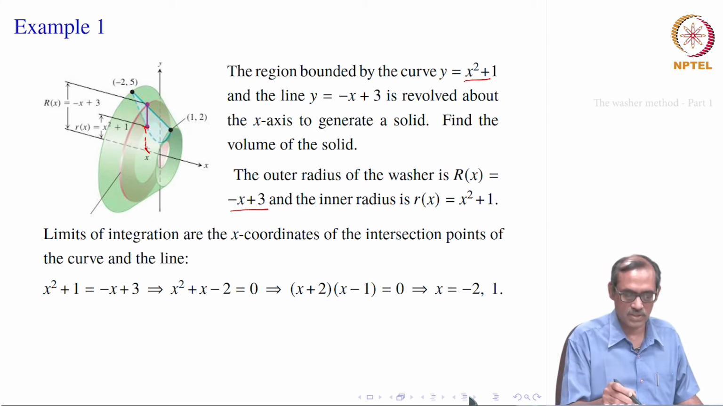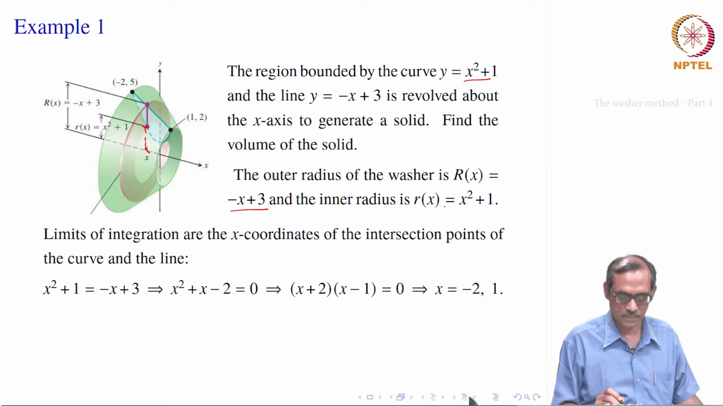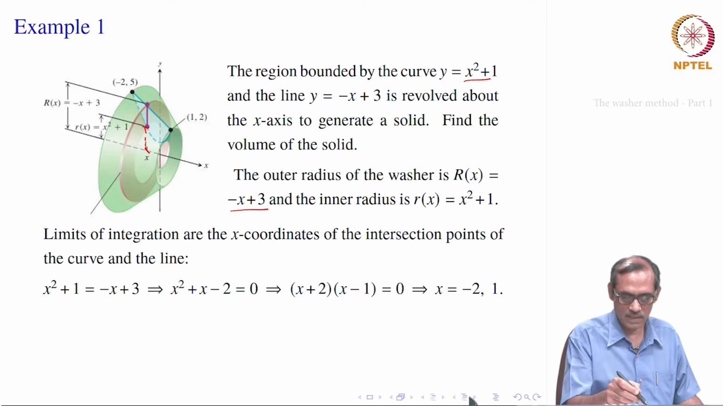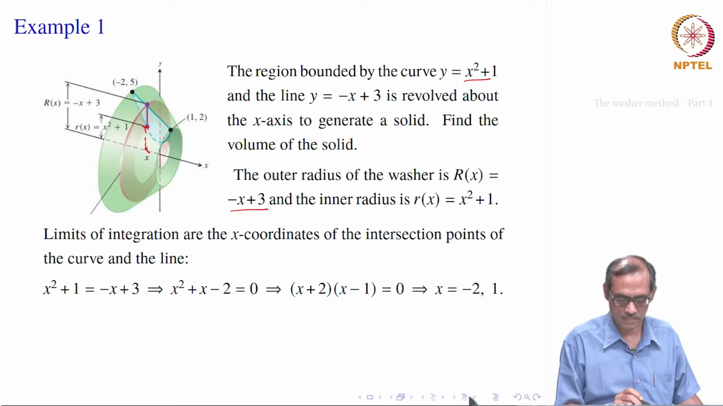So, r of x is x square plus 1, that height, right. So, capital R x is minus x plus 3, small r x is x square plus 1. Then to find the limits of integration, we must find the region. So, the region is bounded by these two curves, that is their points of intersection would give us the limits of integration, the x coordinates of that.